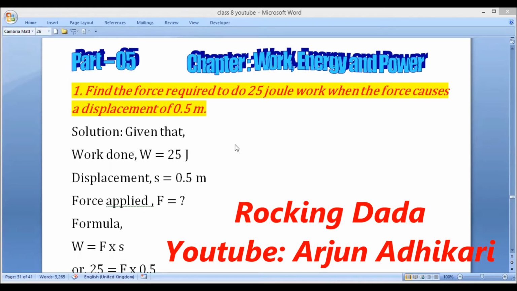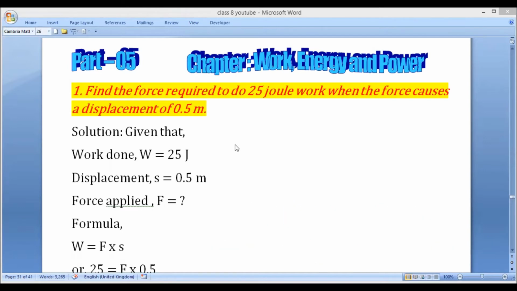I have prepared many types of solutions to problems from the chapter Work, Energy and Power, part 5, so that you can understand the different types of numerical problems. Here I am going to solve many different types of numerical problems like this.